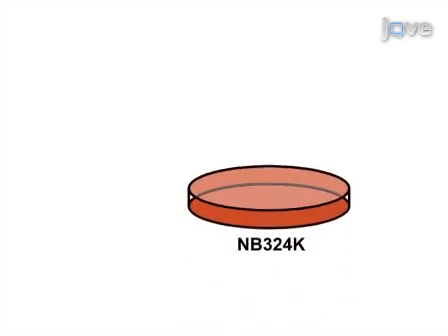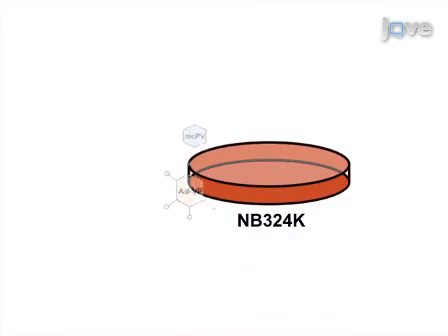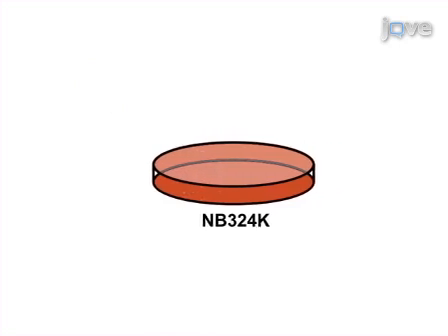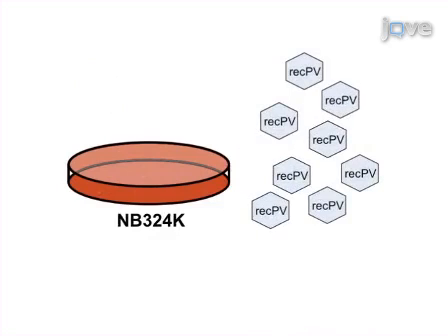The final step in this procedure is to amplify the RECPVs by co-infecting NB324K cells with the RECPV and AdVP viruses. The efficiency of RECPV production is improved by more than 100-fold with this strategy, which can be used exclusively once a small amount of RECPVs has been produced via transfection.